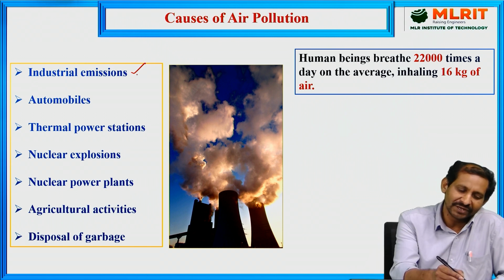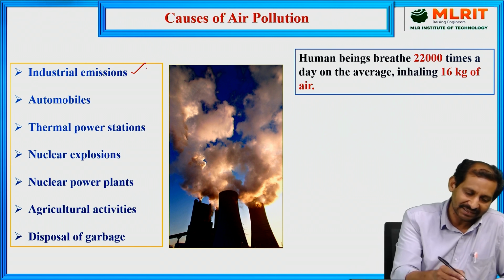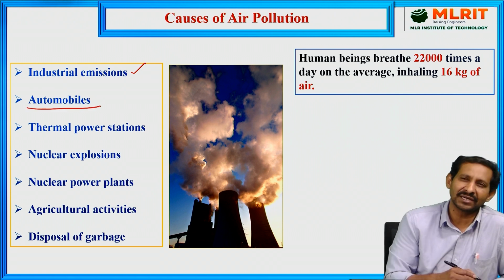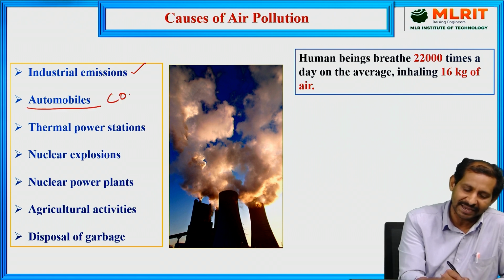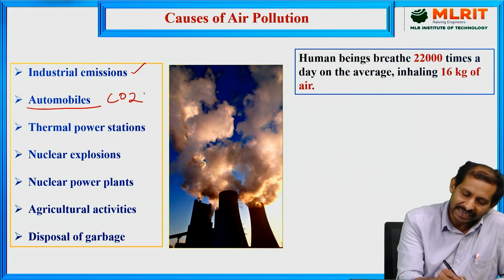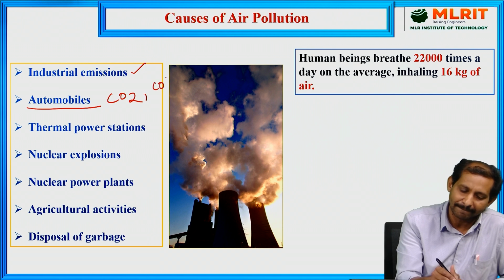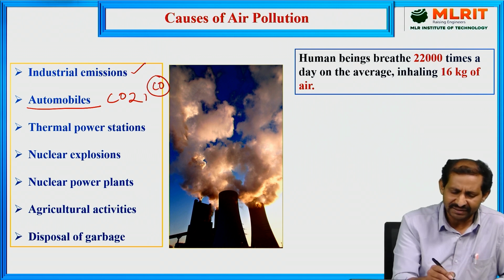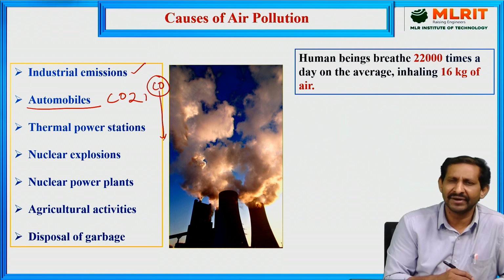In the previous slide we discussed thermal power plants. Then automobiles. Automobiles generally release carbon dioxide, a major source. If there is incomplete combustion, carbon monoxide is also released. This carbon monoxide is a very poisonous gas.